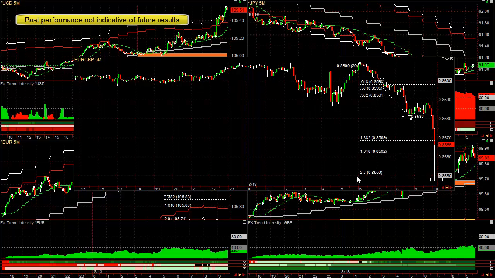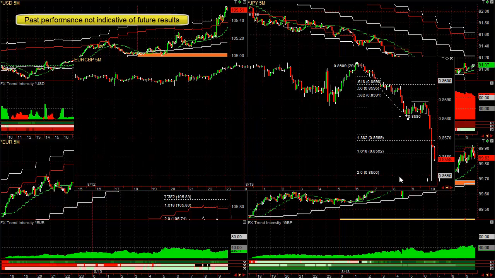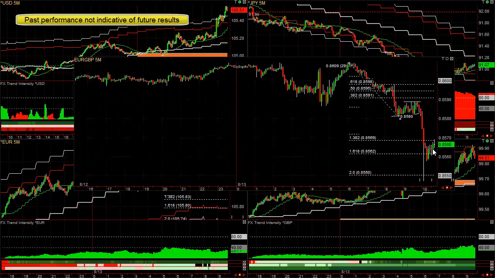In my experience, probably about 90% of the time, price does not go underneath the 2.0 level without some kind of pullback. So if you were watching this in real time, you might have got out of part of your trade here and then the rest of it here at the 2.0. And it's possible it might continue down, but typically you're going to get a little bit of a pullback up.